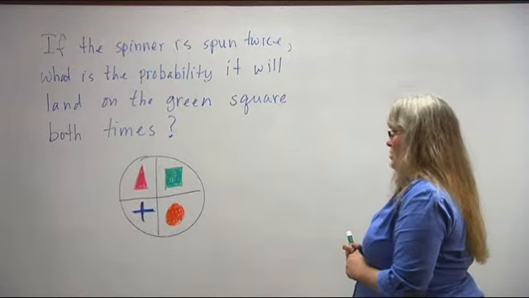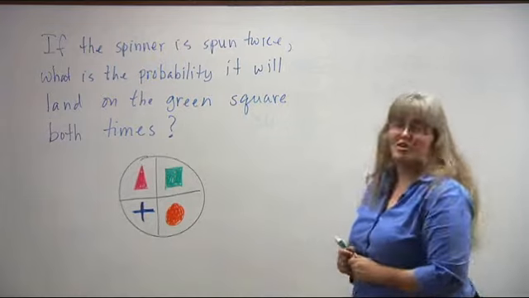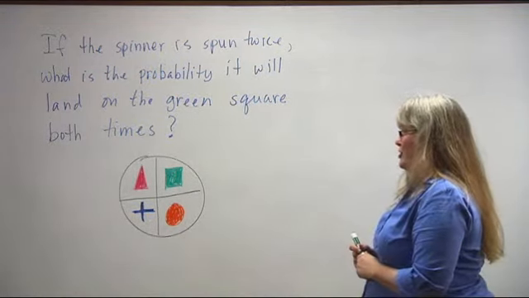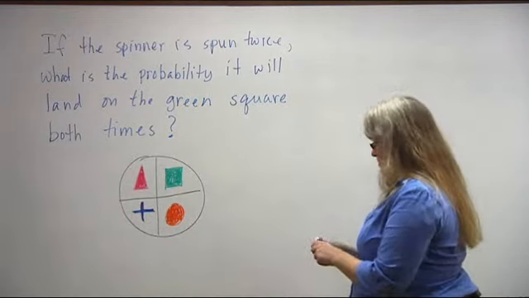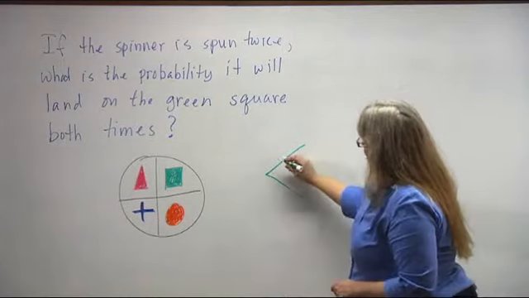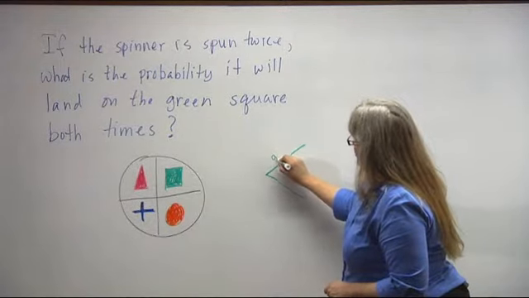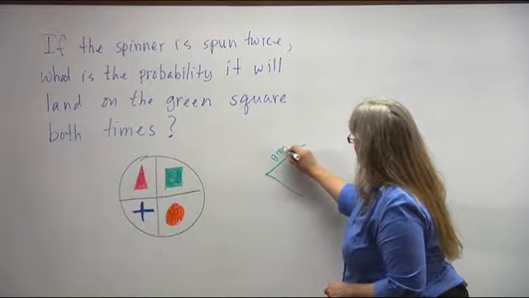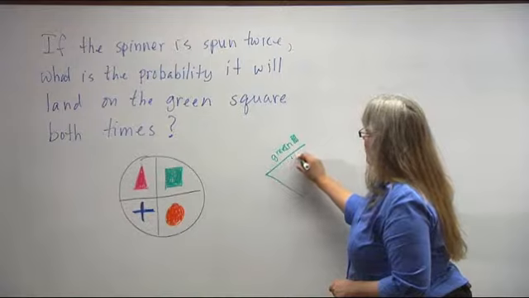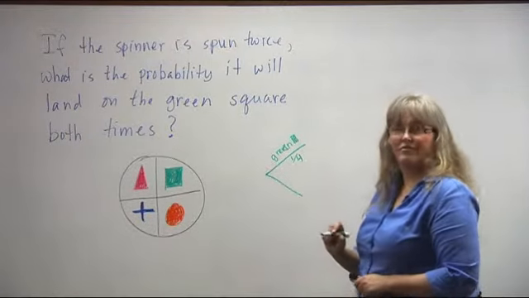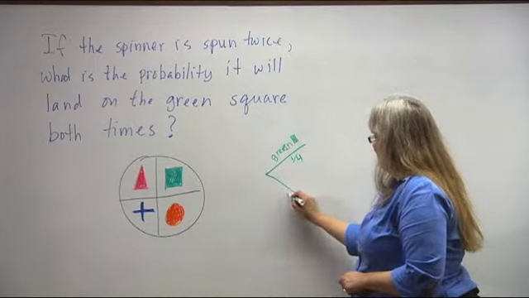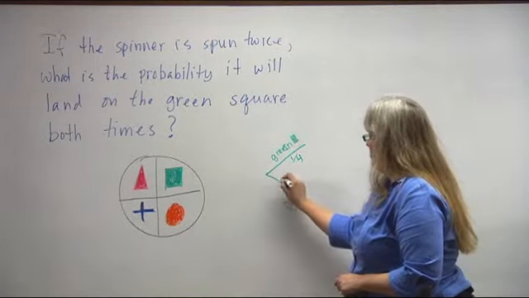I think one of the easiest ways of looking at this is with a tree diagram. And there's a couple ways you can do the tree diagram. You can work out all the possibilities, or you can start out and say, here's the first spin. The probability that it's a green square is 1/4. And that it's anything else, the probability is 3/4.